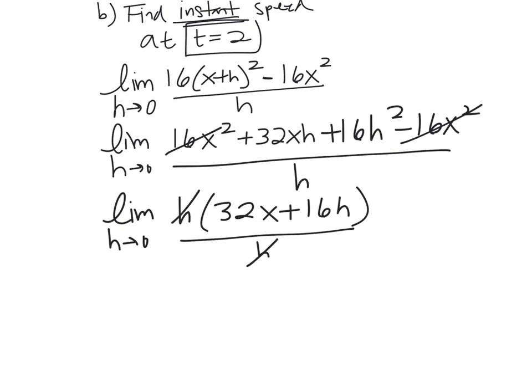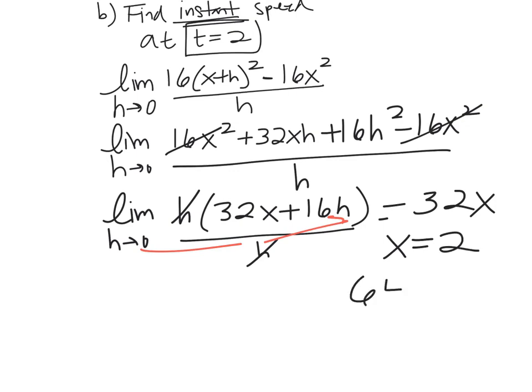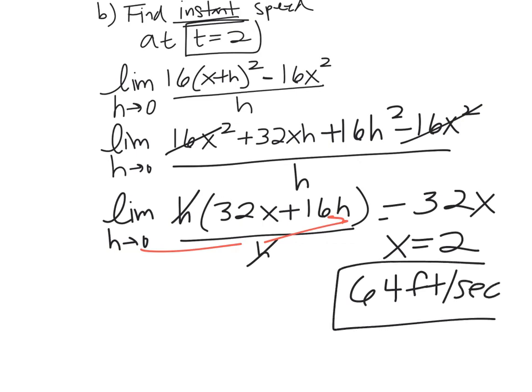And now here comes the part where people forget this part. This is the best part of all, though. You get to let h equal 0 now. Plug 0 in for h, and then you get 32x. Okay? So at exactly t or x equals 2, plug 2 in, you get 64 feet per second. So the average speed was 32 feet per second, but the instant speed at 2 itself was 64 feet per second. Pretty good?